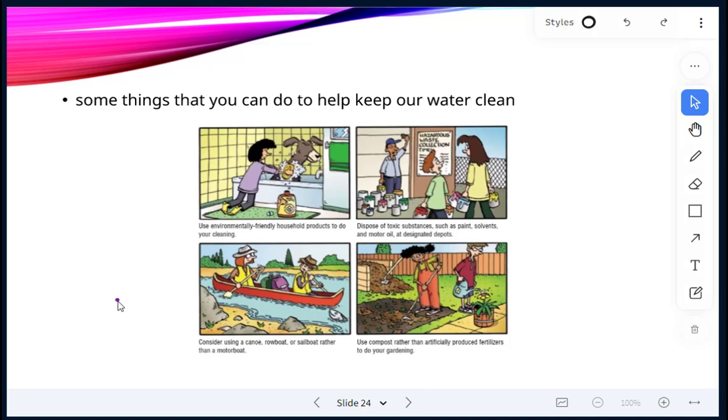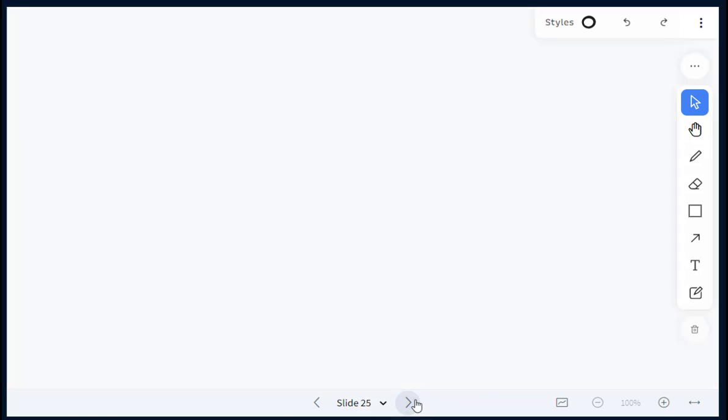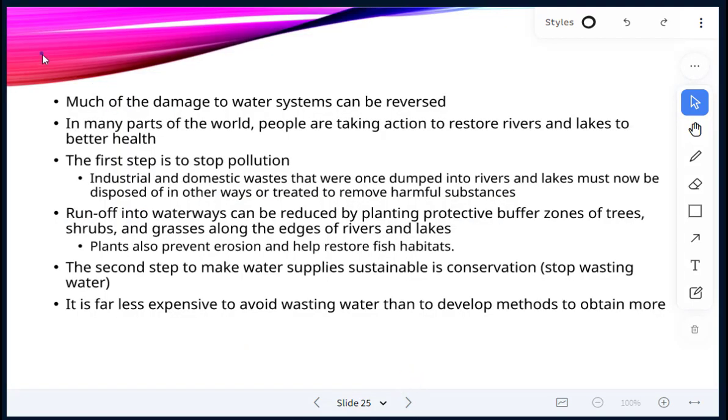Other things you can do on a personal level to keep water clean: use environmentally friendly household products to do cleaning, and take any toxic substances to a disposal facility, like designated depots. Any toxic substances, that includes paints, solvents, motor oils, don't dump them into your sinks. Consider using canoes or rowboats or sailboats rather than motorboats. Use composting instead of artificially produced fertilizers for your gardening. Those are some methods.